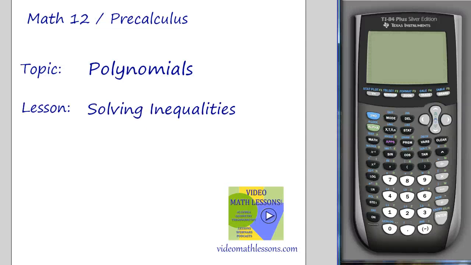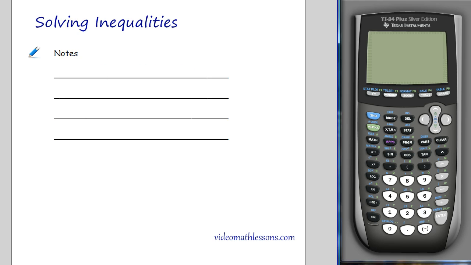Tonight we're going to be doing a Math 12 pre-calculus class on polynomials, and we're going to be talking specifically about solving inequalities. So we have some notes that we need to take first. When we're going to do these inequalities, they're going to be polynomials, and very similar to what we've been doing, like graphing the equations.